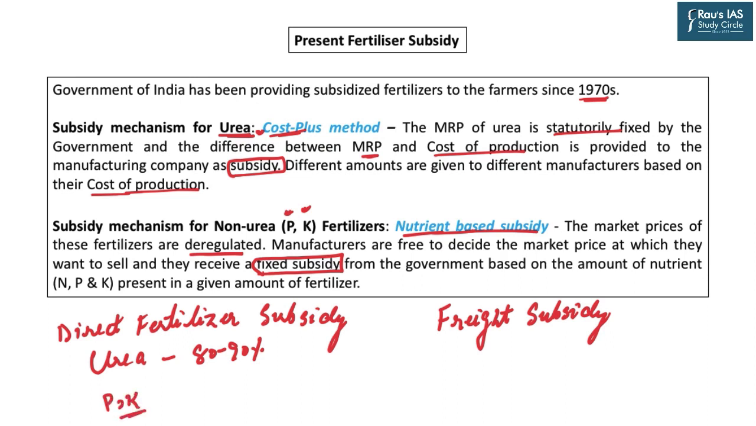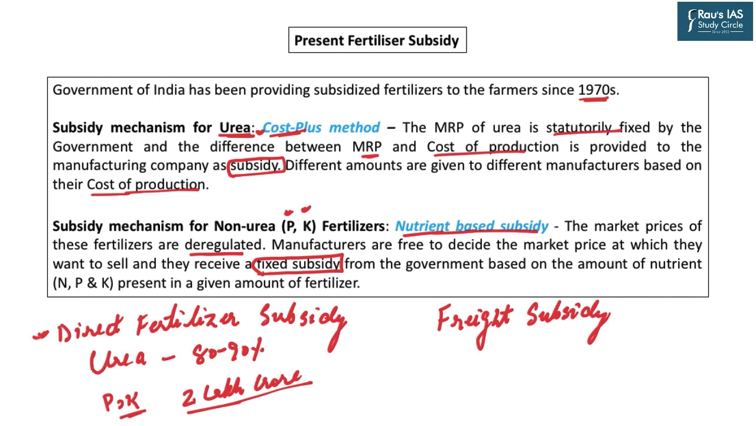So the fertilizer subsidy bill of the government is very huge. It is expected to be very close to rupees 2 lakh crore. This is only second to food subsidy in terms of expenditure. But direct fertilizer subsidy is not all. Government does subsidize and decide the price of the fertilizers, but it also subsidizes the transport of the fertilizers.